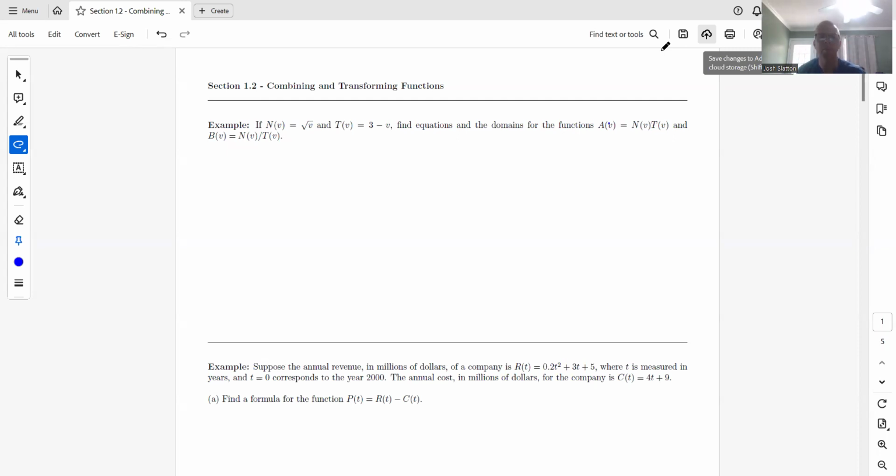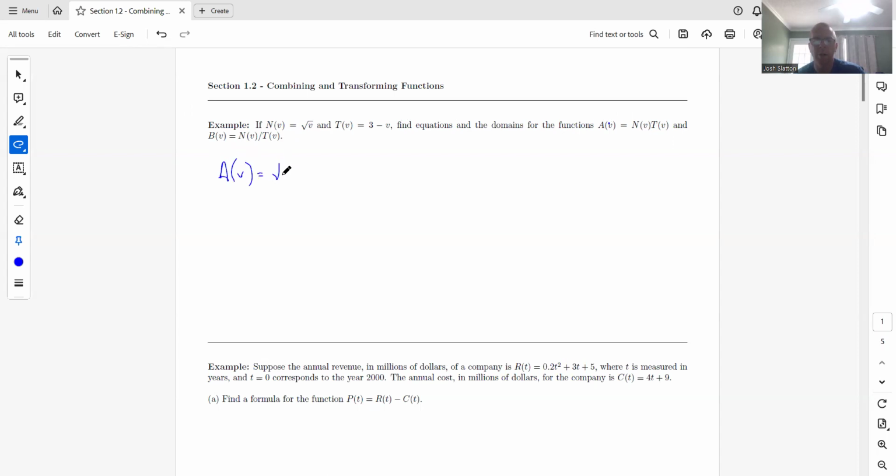So let's look at this first example. We have n of v equals square root of v, and then t of v is 3 minus v. So we're going to find equations and domains for these functions. A of v is where we're going to multiply these, and then b of v, we're going to divide them.